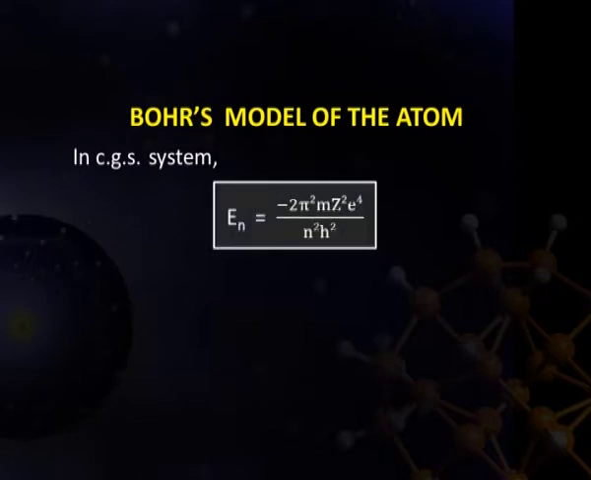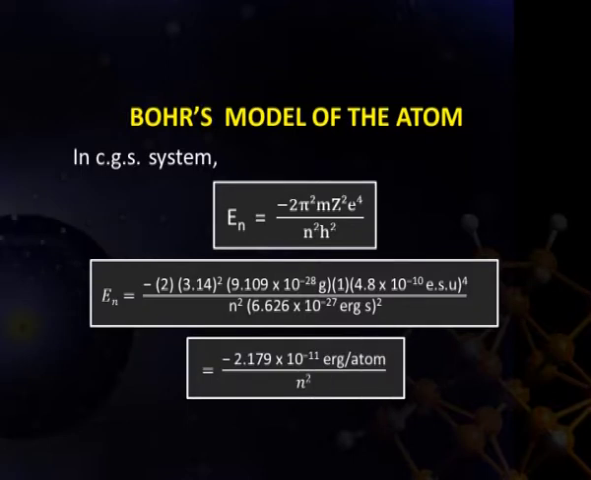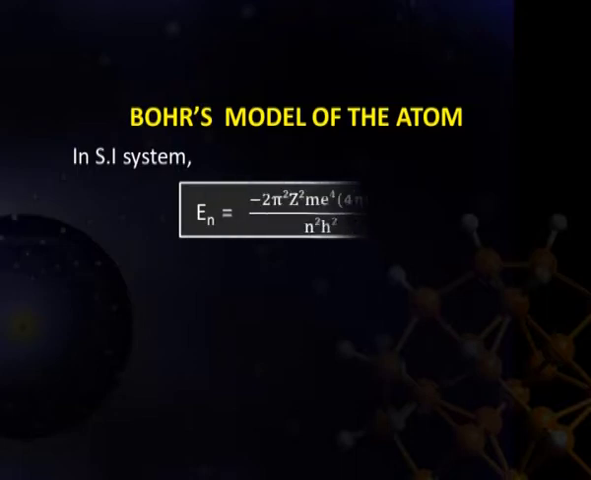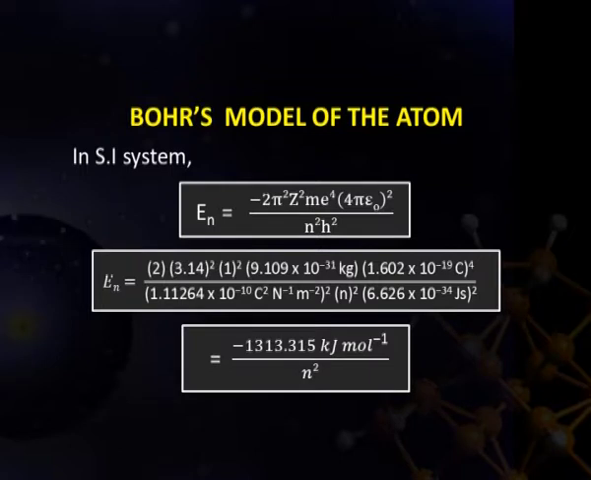In CGS system, En is equal to minus 2 pi square m Z square e to the power 4 upon n square h square, and the En value can be calculated by these values. Finally, we can get the energy of the orbit is equal to minus 2.179 into 10 raised to the power minus 11 ergs per atom upon n square. In SI system, this equation gives you the value finally by these parameters. Finally, we can get this energy of a defined orbit, whether it is 1, 2, 3 or like this, is equal to minus 1313.315 kilojoules per mole upon n square.